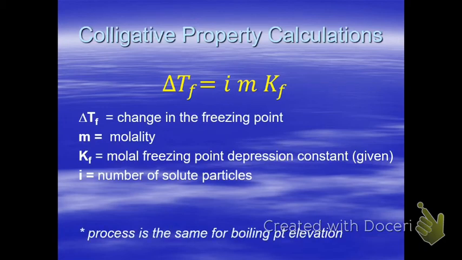And you would do the exact same process for how much the boiling point is going to go up. The only difference is, instead of having a freezing point constant, look at your chart again, you'll notice I give you the normal boiling point, and I also give you a Kb value for each solvent. Again, don't memorize, those are given to you.